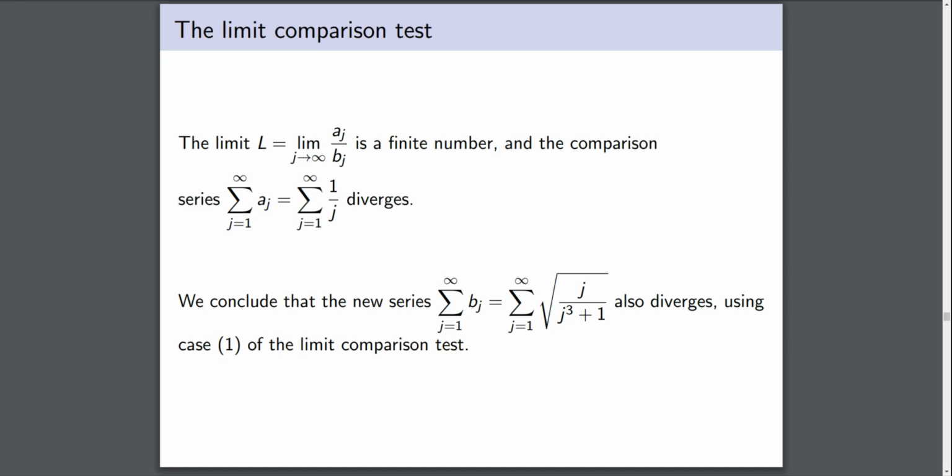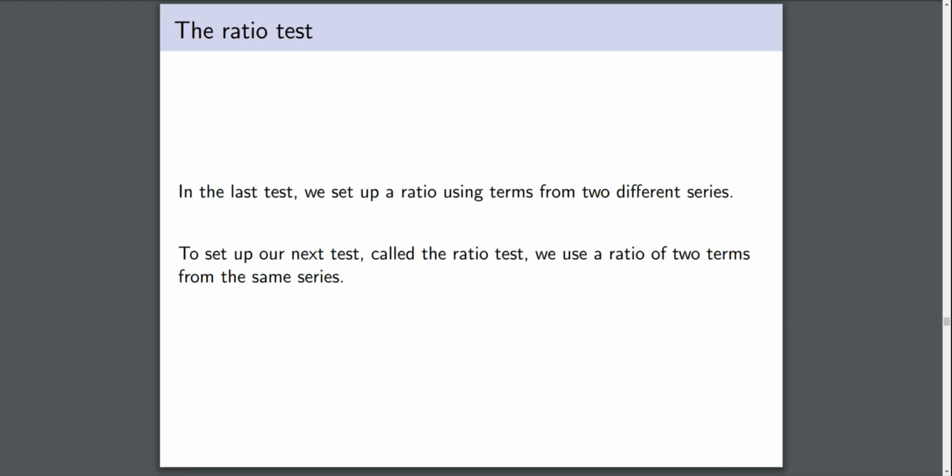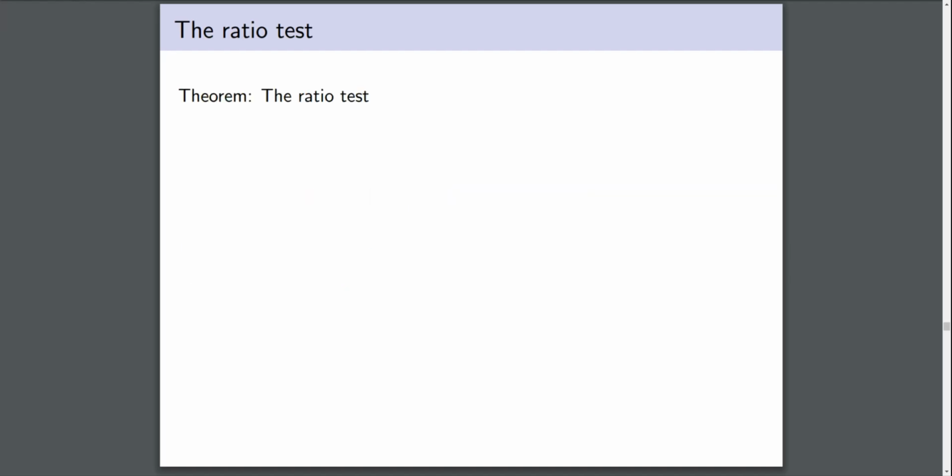The other thing that we're going to talk about is the ratio test. So when we use the limit comparison test, we set up a fraction. It had terms from 2 different series. In our next test, we're also going to set up a fraction. This time it's going to have 2 terms from the same series. So let's take a look at the ratio test.